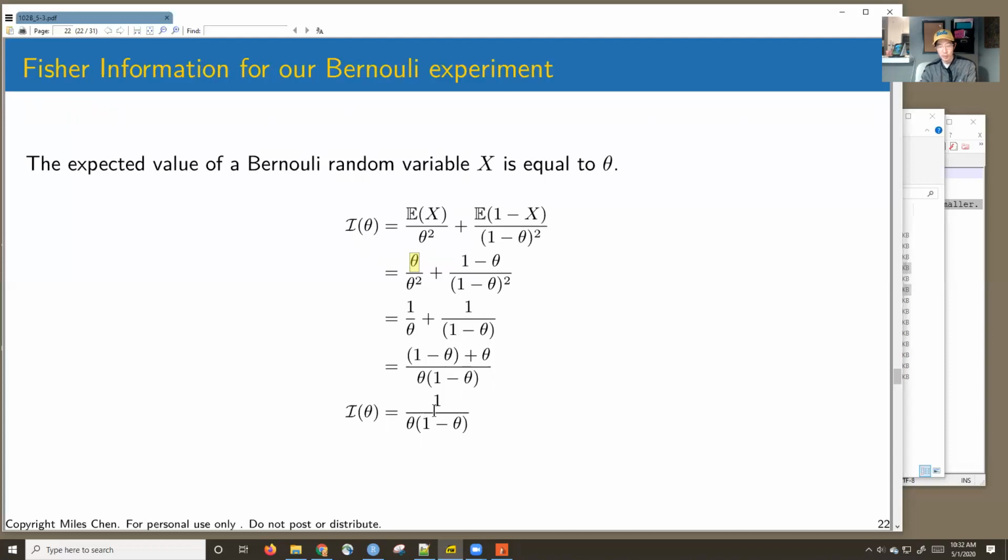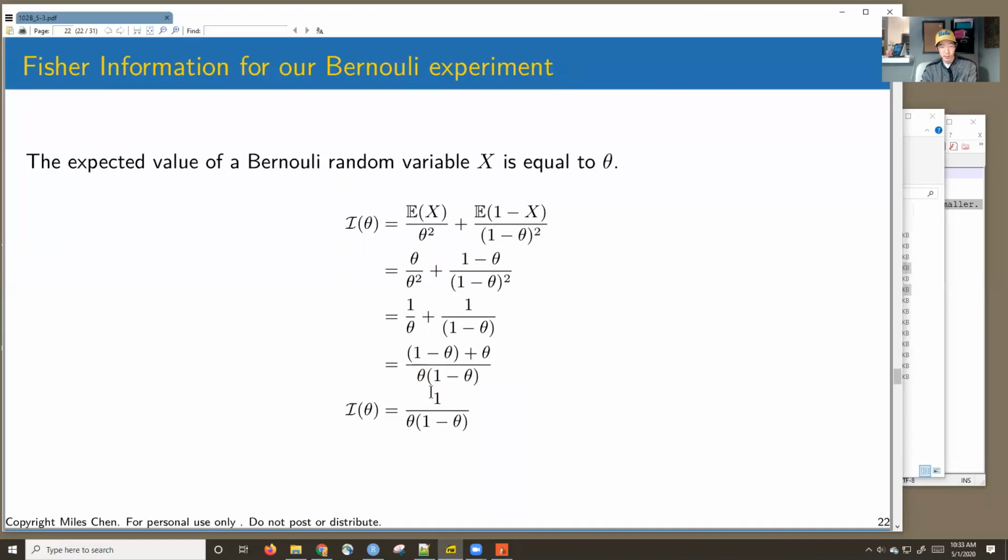And when I combine these, I get the quantity. So you cross multiply, you find the common denominator, and then you combine them, and you're going to get your Fisher information to be 1 over theta times 1 minus theta.